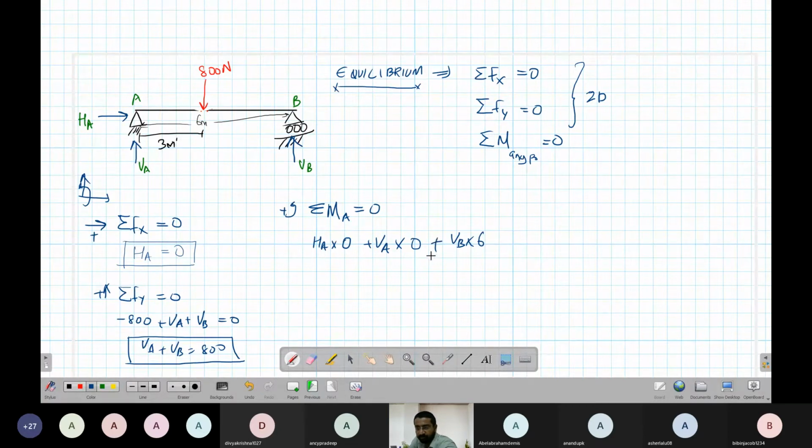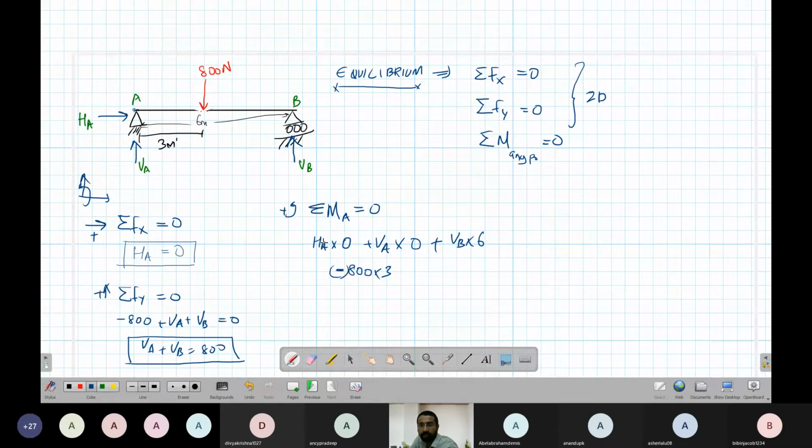It is plus. Okay. Is there any other force? One force, second force, third force. There is one more force, 800. So there is 800 times 3 meters. It is trying to rotate in clockwise direction about support A. When I hold this support, it is trying to rotate in clockwise direction.